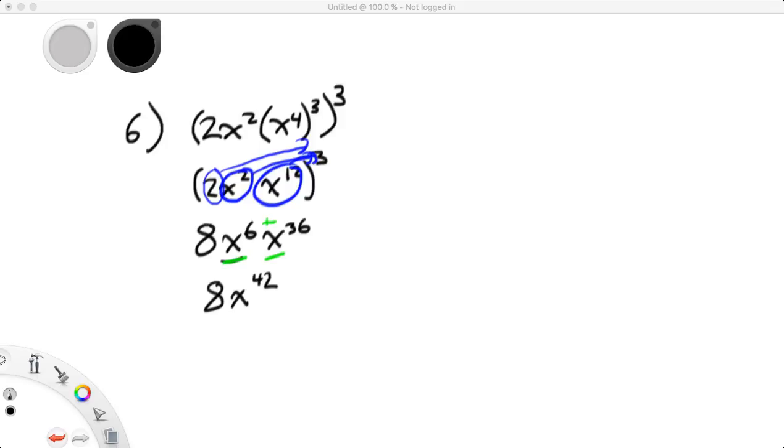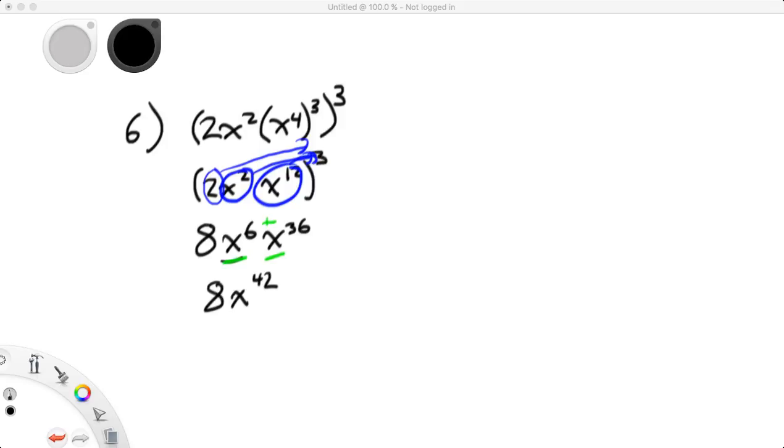So 2 to the 3rd power is 8. x squared to the 3rd power, since I'm raising a power to a power, that's going to be 2 times 3, which is x to the 6th. And then 12 times 3 is x to the 36th.